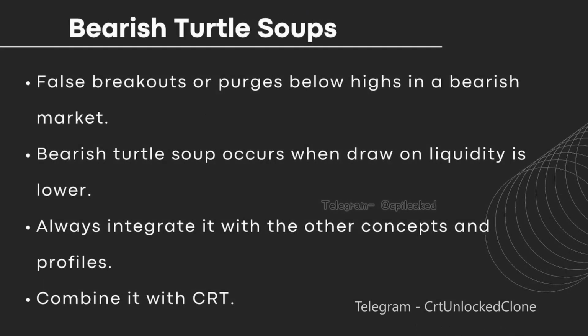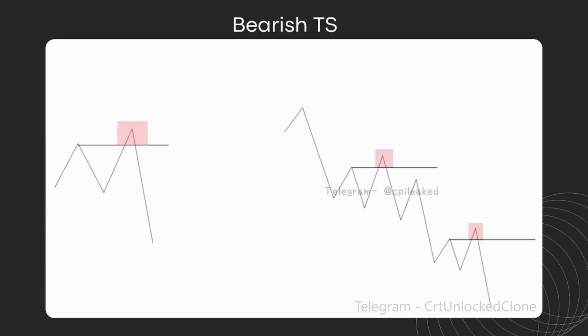Now the next one we've got is a bearish turtle soup. Basically, they are false breakout liquidity purges above highs in a bearish market structure, or bearish environment, or bearish market conditions. Bearish turtle soup occurs when drawn liquidity is simply lower. And again, just like with any other concept, make sure to trade it only when integrated with other key concepts, right? Here's a graphical representation.